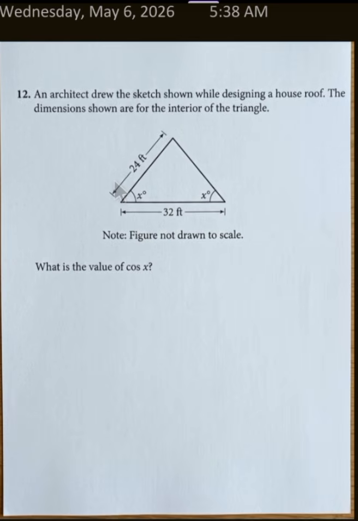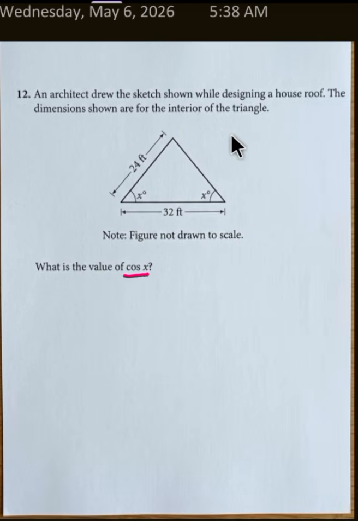Welcome to today's class. Today we have a question which says an architect drew the sketch shown while designing a house roof. The dimensions shown are for the interior of the triangle. Now we're asked to look for cos S. Is it okay? Now, how do we look for cos S?